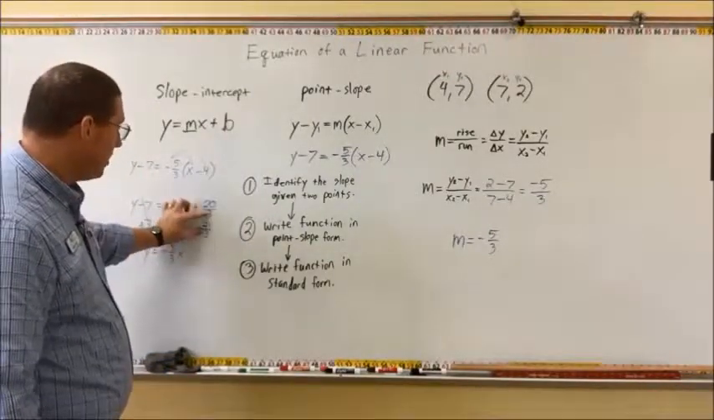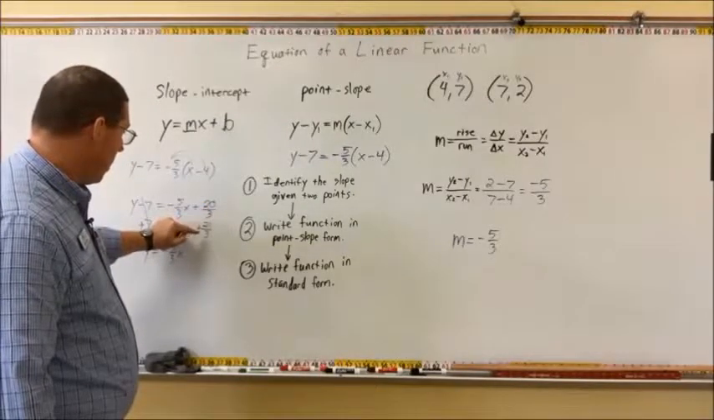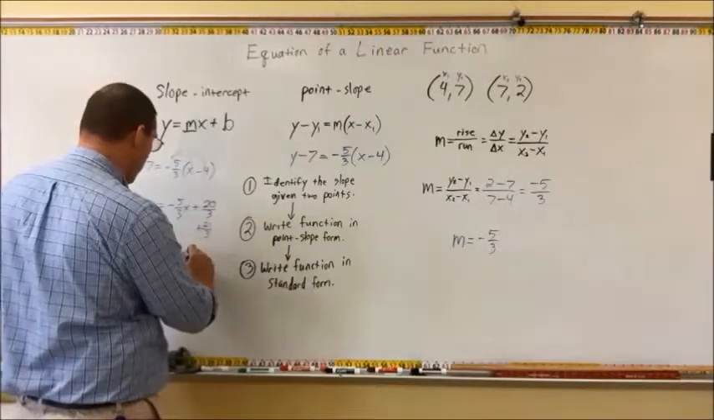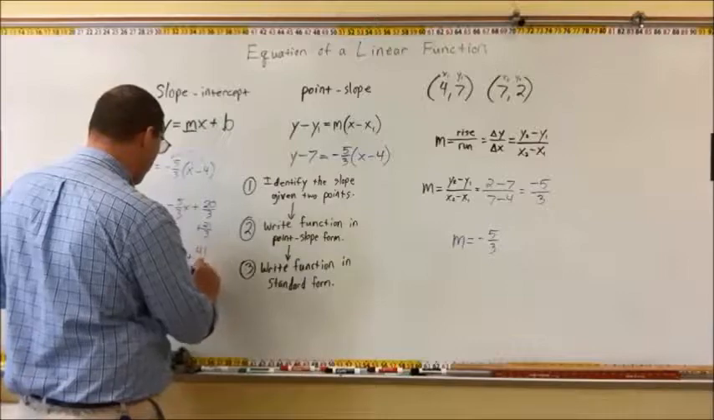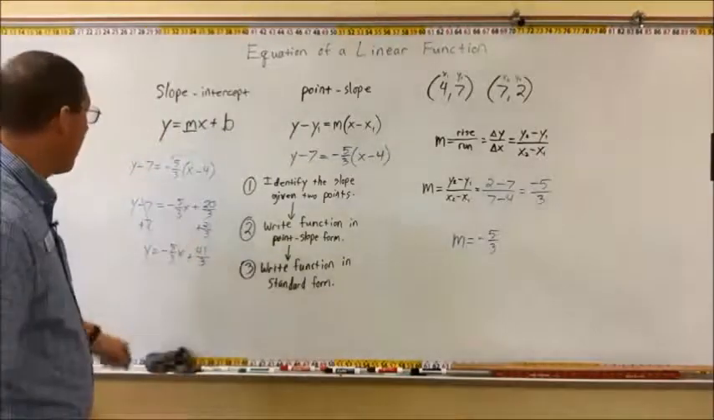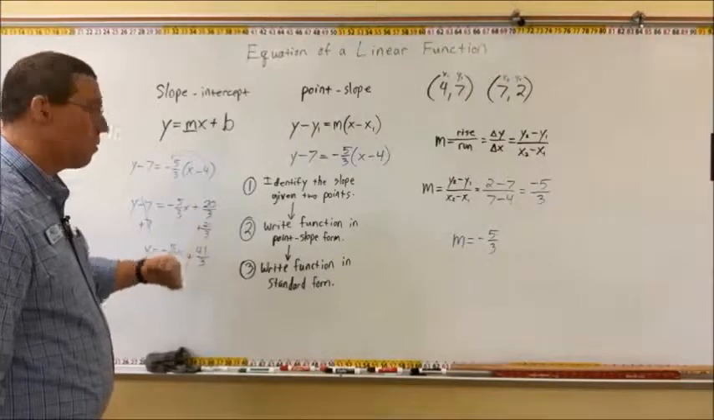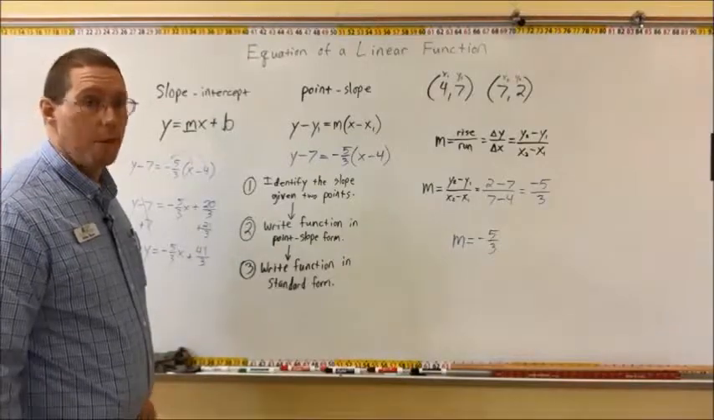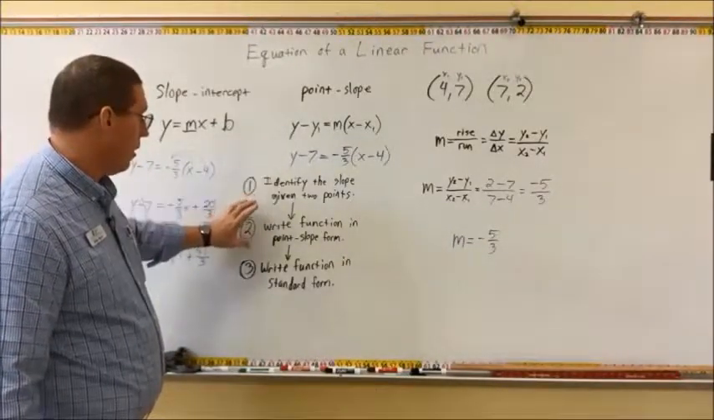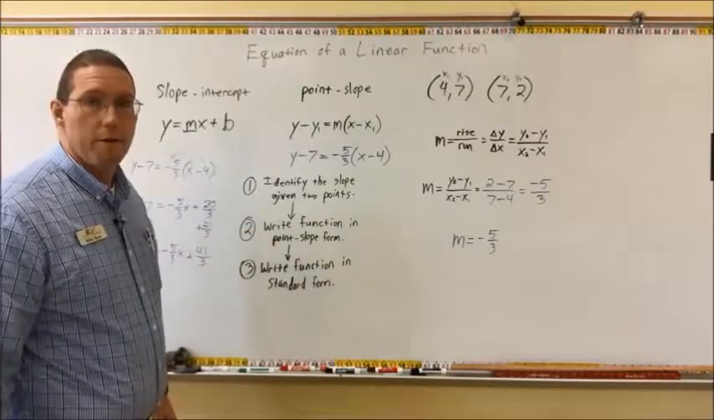Now I have a common denominator, and I can add them together. So now 20 plus 21 is 41, and now the common denominator is over 3, and now I have my slope-intercept form. y equals negative 5 over 3x plus 41 over 3. Okay? So this is something that you have to be able to do. You got to be able to identify the slope, then write the function in point-slope form, and then write the function in slope-intercept form. Okay?